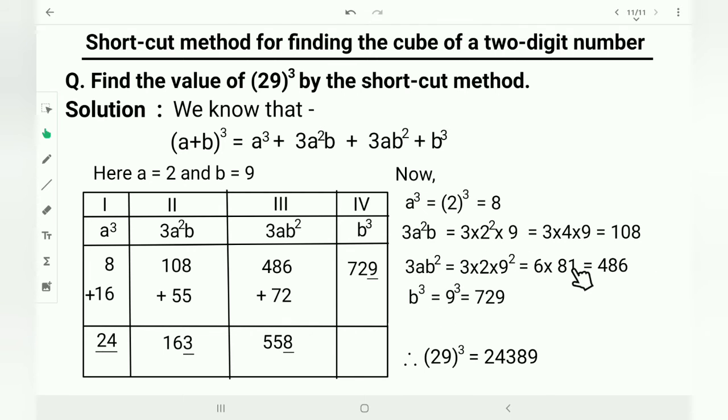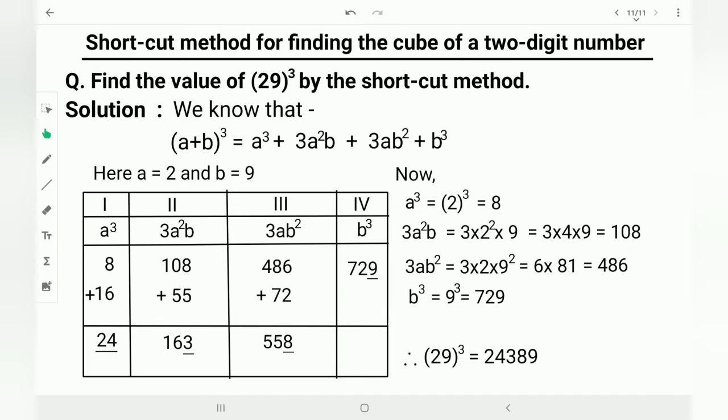You can see here. Value of a cube is equal to 8. Value of 3a square b is equal to 108. Value of 3ab square is equal to 486. And value of b cube is equal to 729. 4 terms are here. So according to the terms, we will draw a square and divide it into 4 columns. You can see here, I have divided this square in 4 columns.